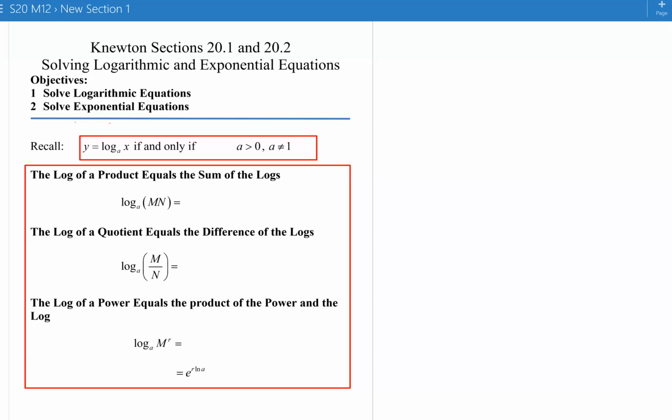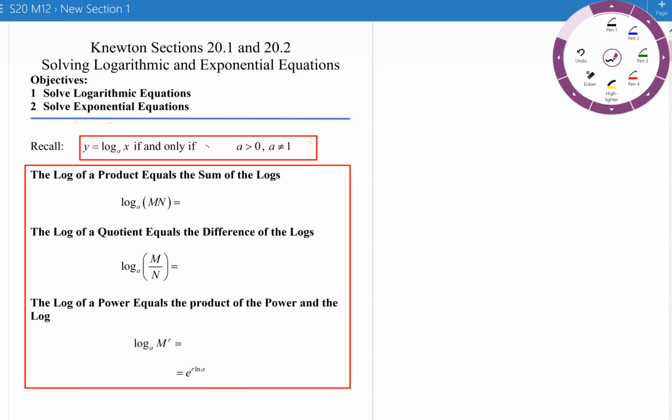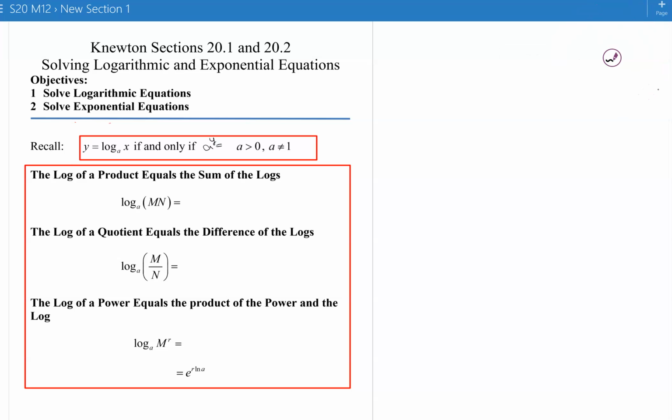So continuing on talking about logarithmic and exponential equations, now that we've talked about the functions, let's recall that y equals the log base a of x if and only if it's true that a to the power of y equals x. So those two things are equivalent. On the right, we have exponential form, and on the left, we have logarithmic form.